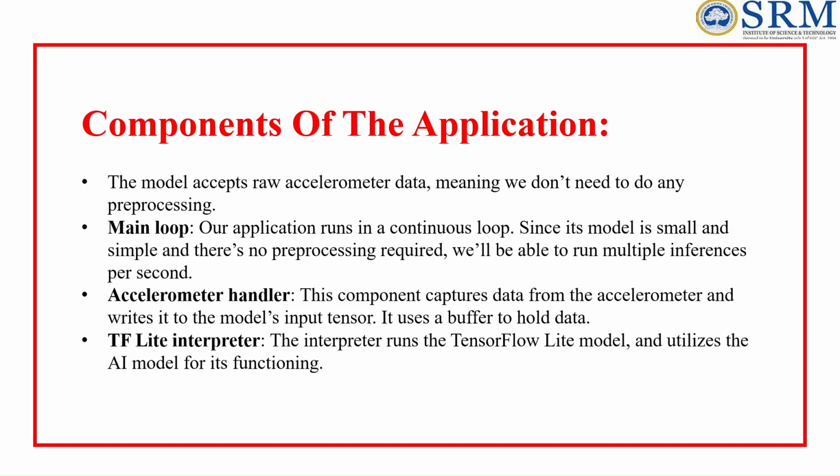Then comes the accelerometer handler. This part captures raw motion data from the accelerometer and writes it to the model's input tensor. It also manages buffering, since we need 128 sets of values before inference can happen. For the Arduino Nano 33 BLE Sense, downsampling is applied because its accelerometer runs at 119 Hz, while our model expects 25 Hz.